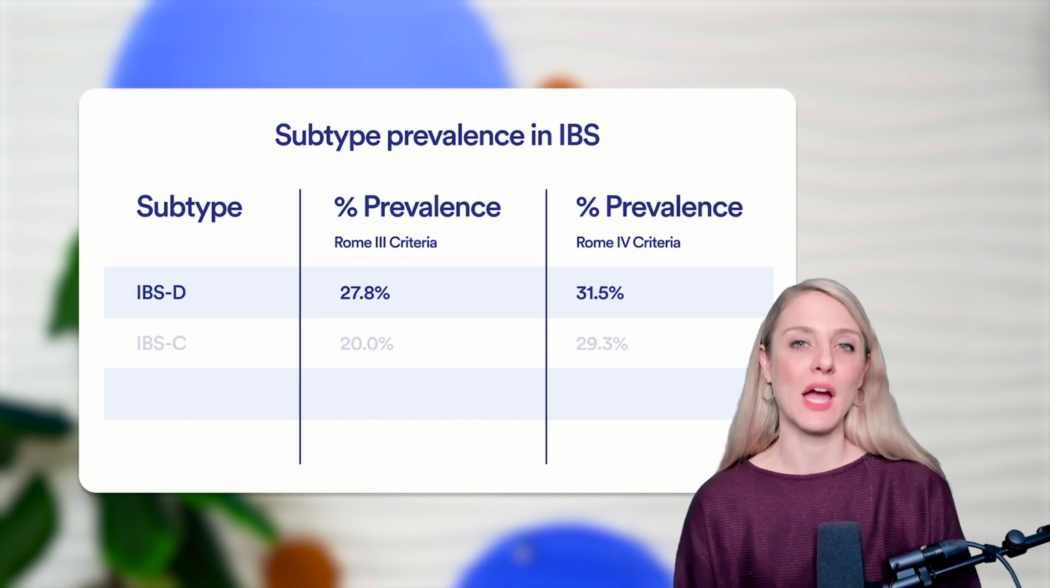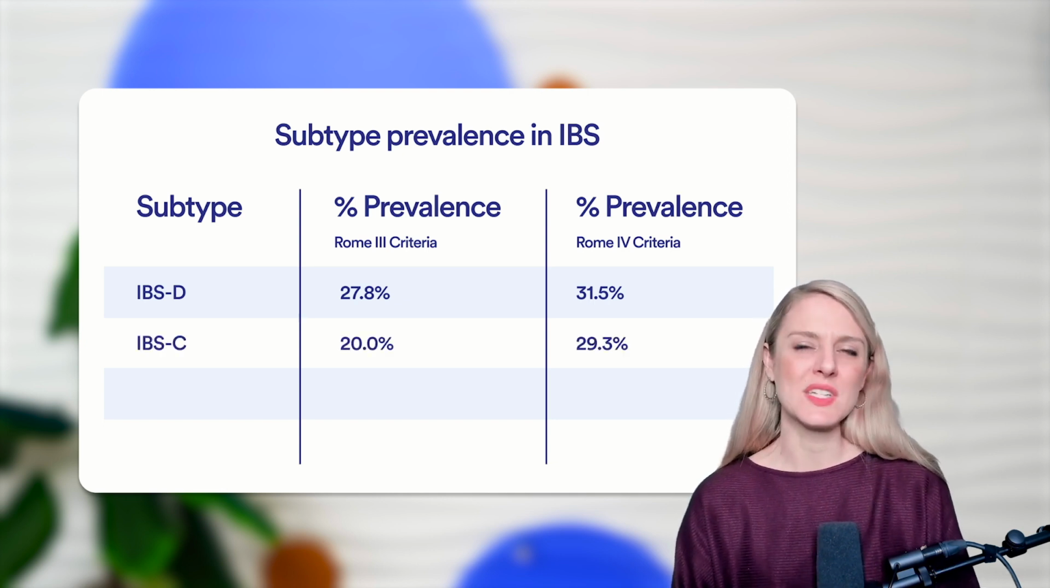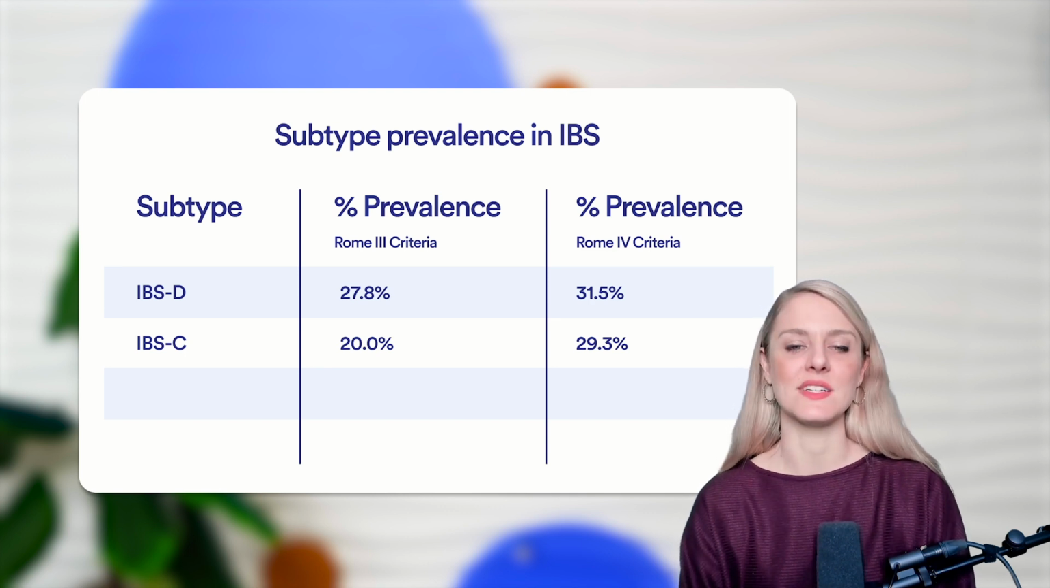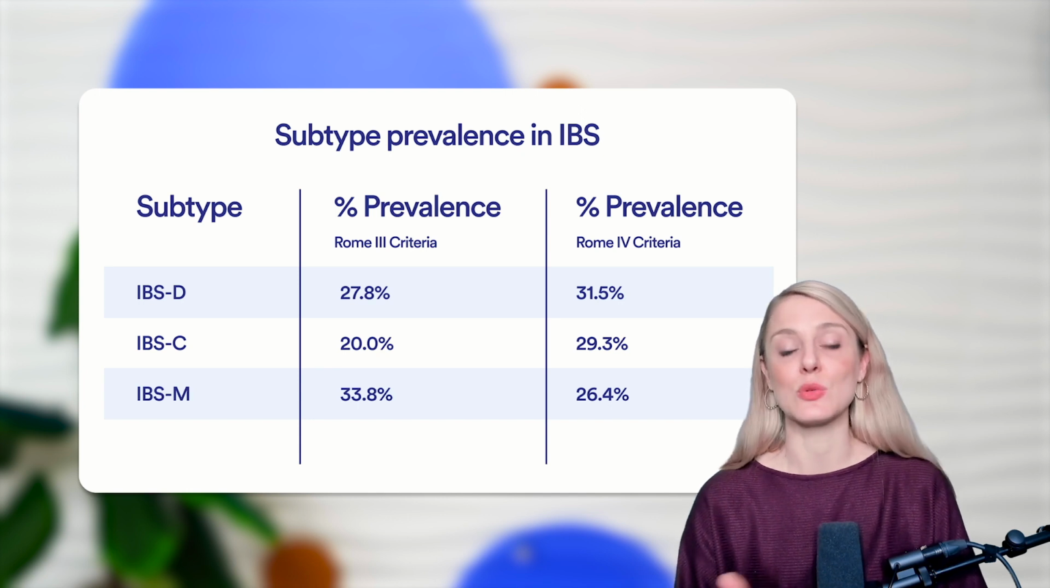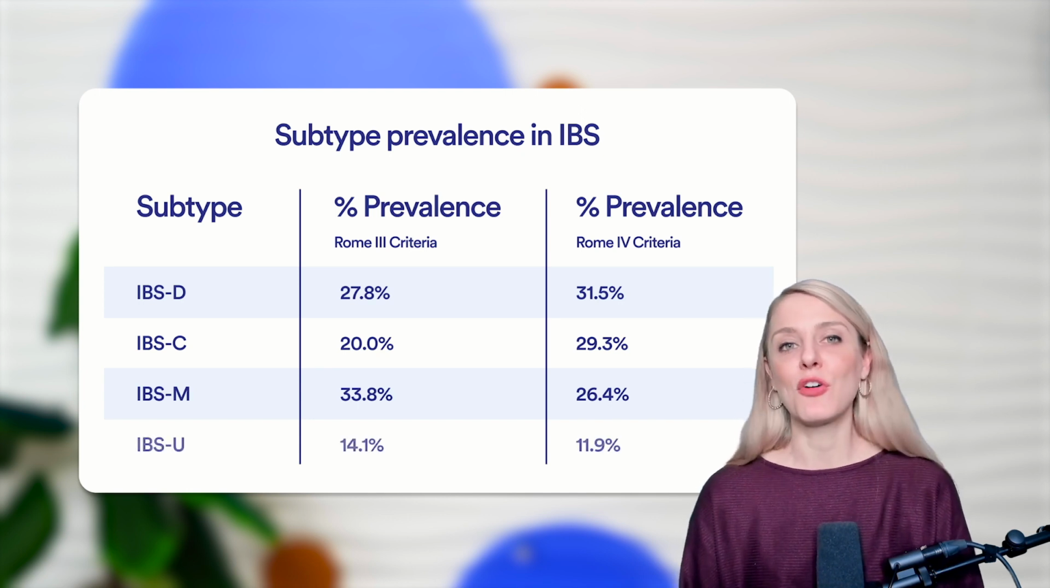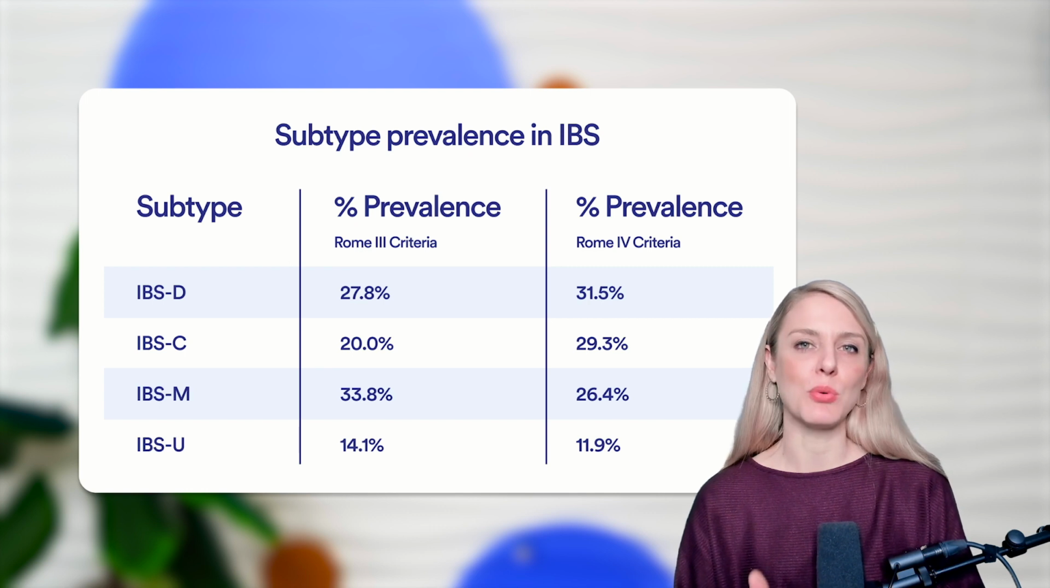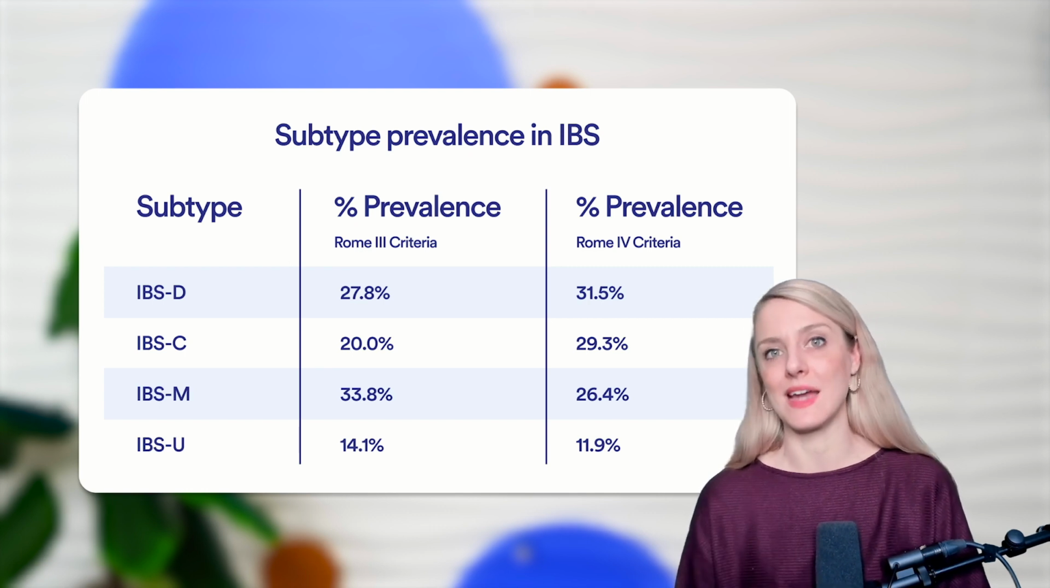IBS cases. For IBS-C, it's about 20% to 29.3% of cases. For IBS-M, the prevalence is 33.8% to 26.4% of cases. And then for IBS-U, it's around 14.1% to 11.9%.